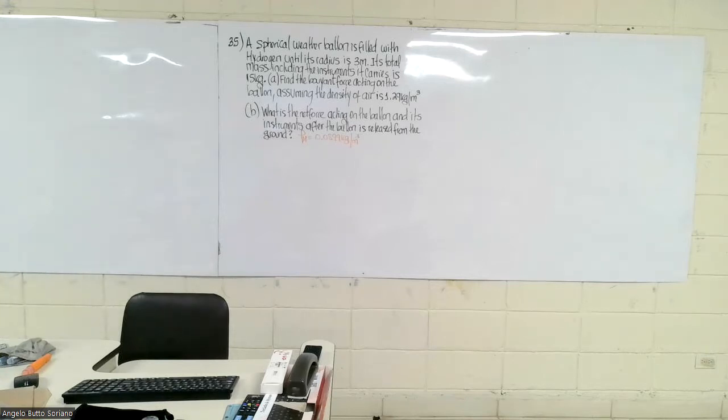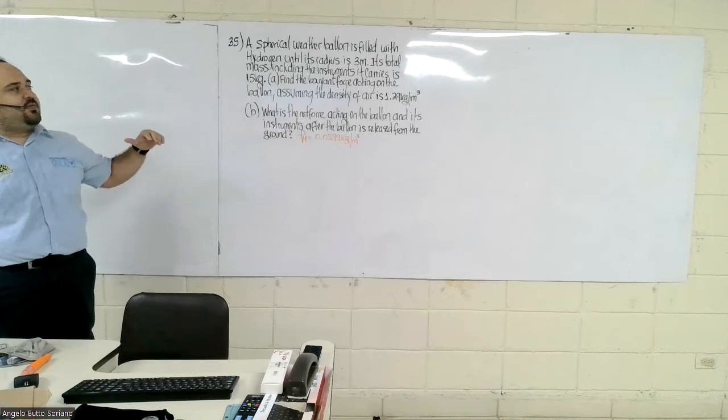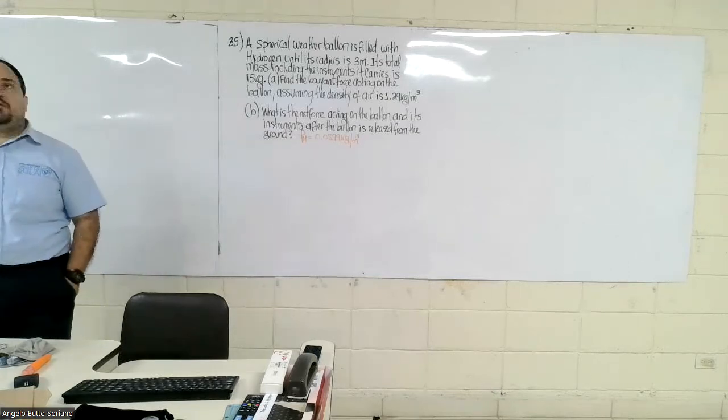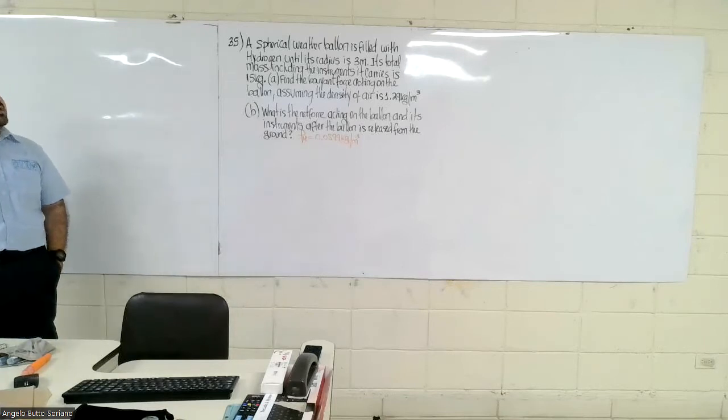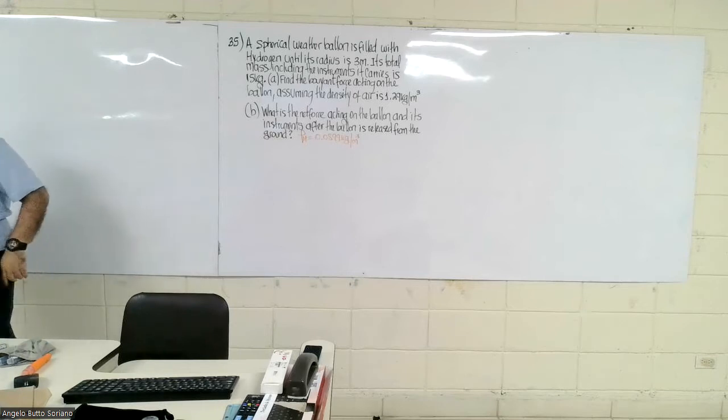Today, we're going to continue solving another problem of the Archimedes principle. In this situation, we were talking about a spherical balloon, a weather balloon, as a matter of speaking. We have a spherical weather balloon that's supposed to be filled with hydrogen until its radius is 3 meters. Its total mass, including the instruments it carries, is 15 kilograms. So we have two questions.